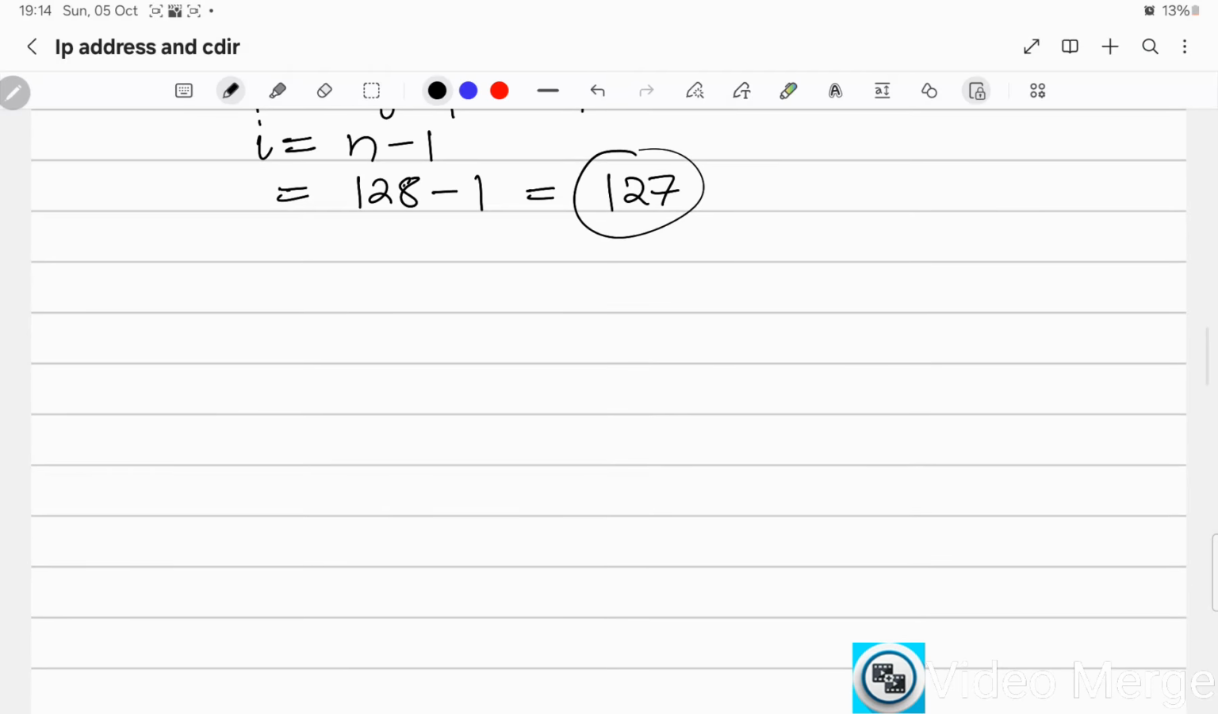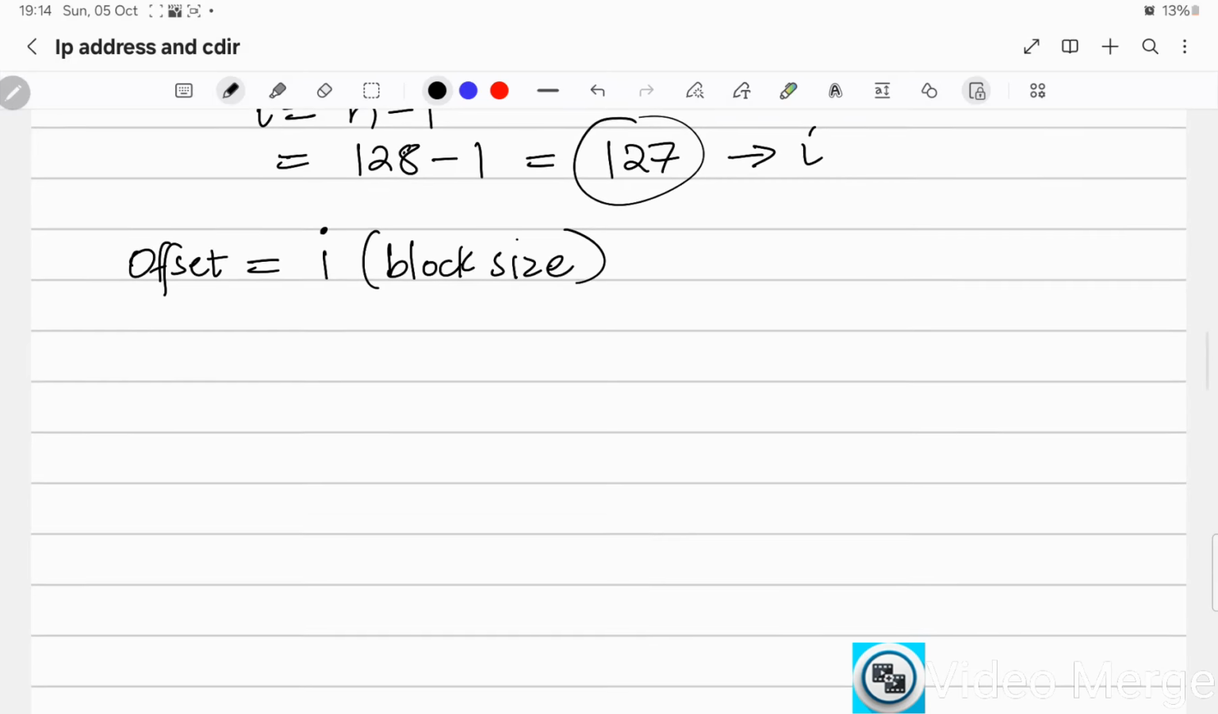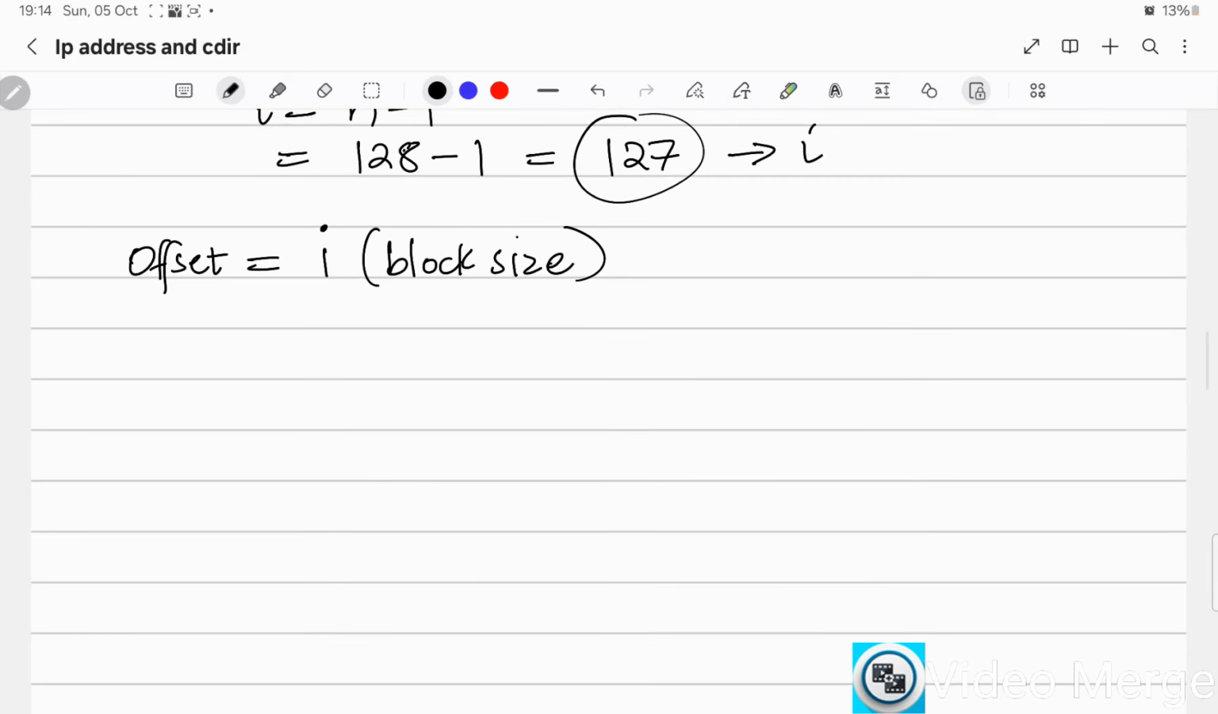Now let's calculate this offset. It's equal to I times the block size. Our I, remember, is 127. This is our I. And what is our block size? Our block size is 128.